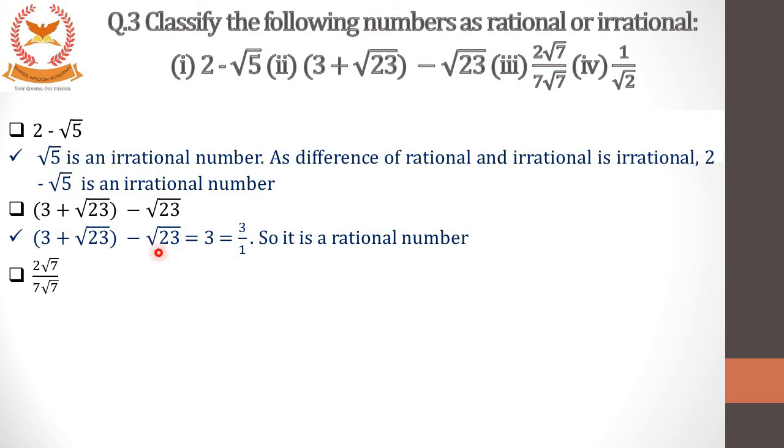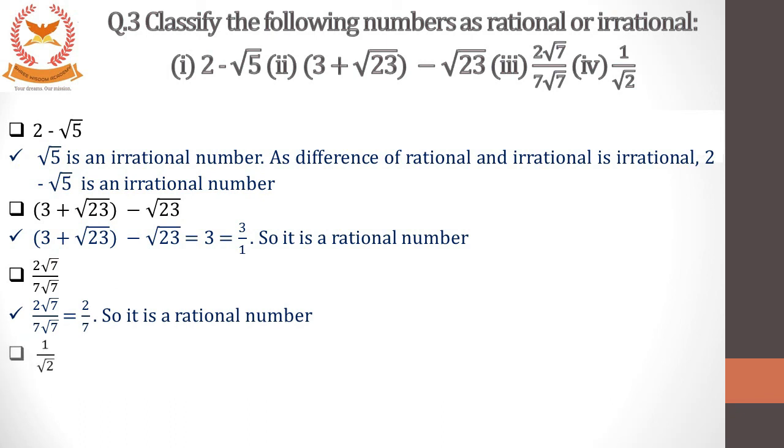Next, 2√7 upon 7√7. अब ये √7 भी कैंसिल हो जाएगा, तो क्या बचेगा, सिर्फ 2/7. दैट मीन्स अगेन 2/7 इज अ रैशनल नंबर. करेक्ट, so the given number is a rational number.